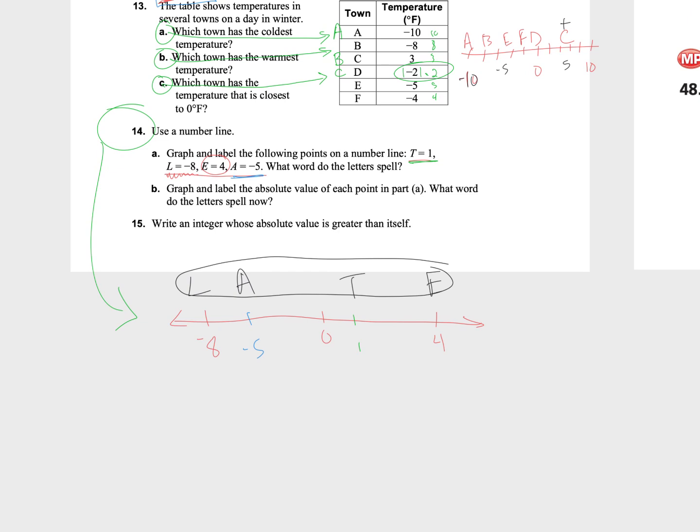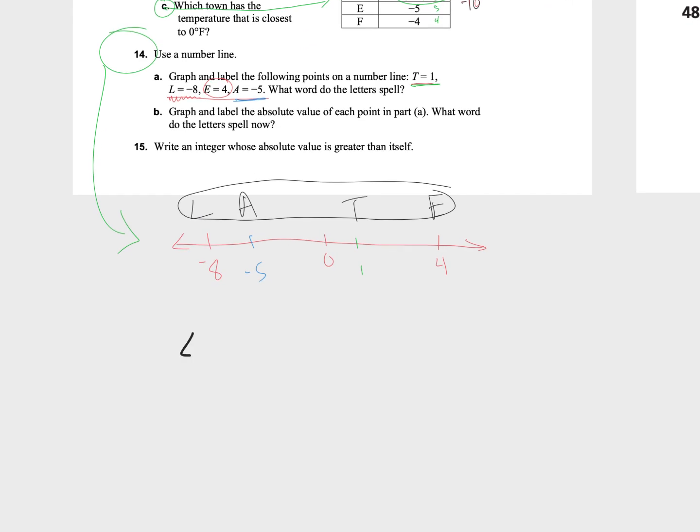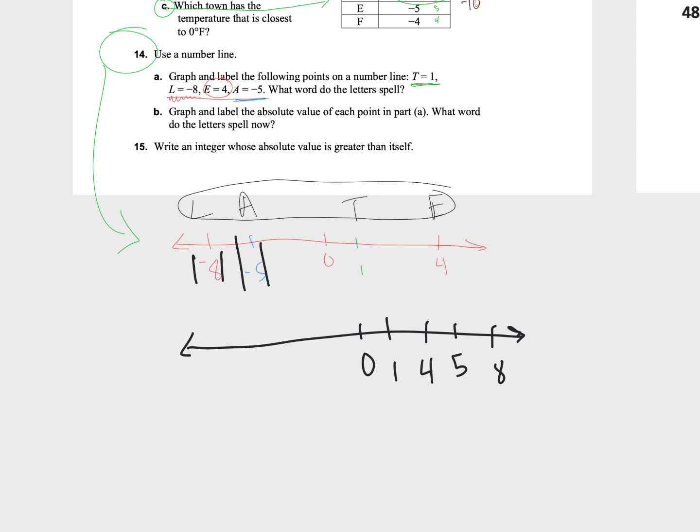Now, there's a little bit of a shift in thinking for this one in that it says, okay, now graph the absolute value of those things. Well, we're going to need technically a different number line now, because the absolute value of -8 is 8. And the absolute value of -5 is 5. 4 is still there. 1 is still there. Notice there's actually nothing over here because the absolute value technically returns positive numbers, right?